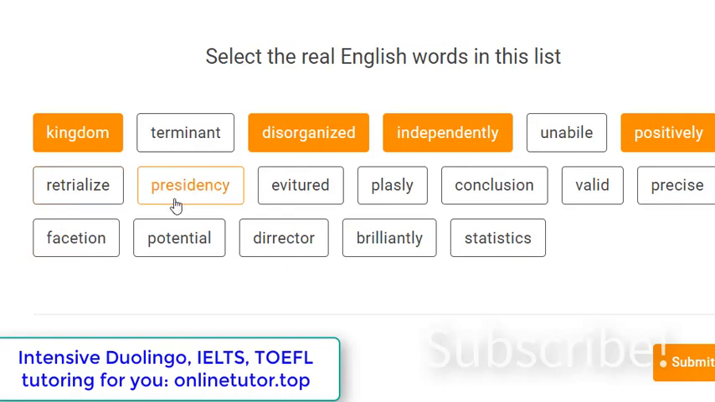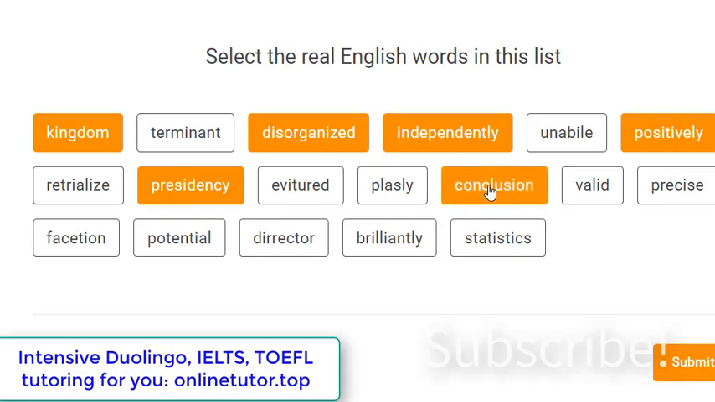Retrialize, no. Presidency, yes. Some president has his or her presidency within a 5-year term, for example. So the process of ruling the country. Presidency, yeah. Plessly, I don't think so. Conclusion, of course. When you sum up your, for instance, written work, you have a conclusion. You provide it usually at the end of your story, where you recap and provide a summary. Valid, yes. Valid, invalid. Valid is like proper, appropriate for our purposes. That it really works. It's valid.